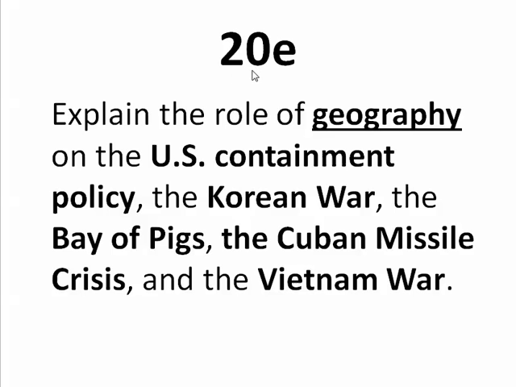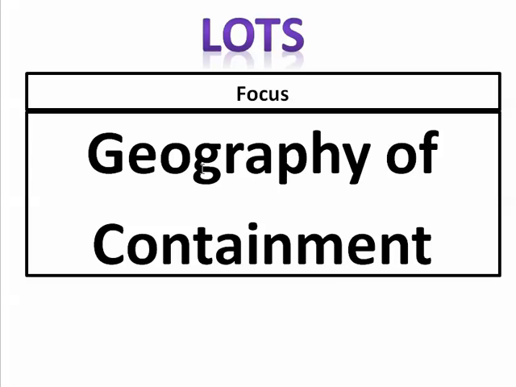Okay, let's look at Standard 20, Substandard E. Explain the role of geography on the U.S. containment policy, the Korean War, the Bay of Pigs, the Cuban Missile Crisis, and the Vietnam War. A lot of that stuff we've been talking about already, and our focus is on geography, the geography of containment, stopping the spread of communism.